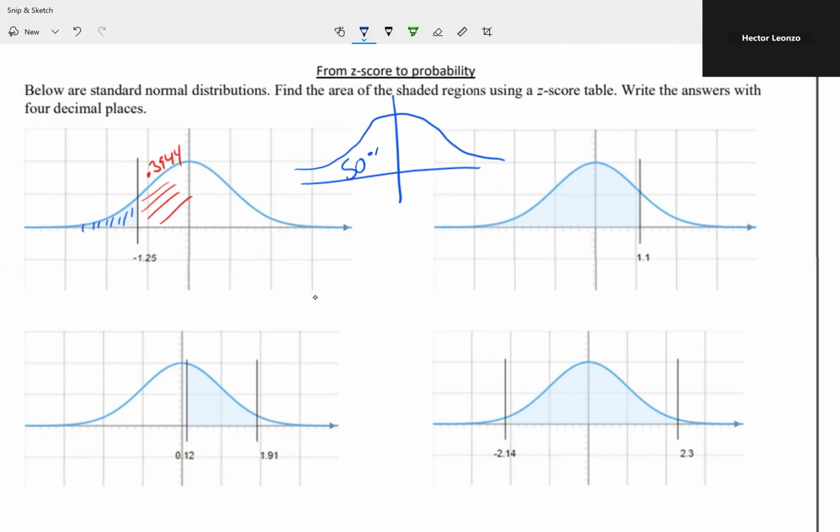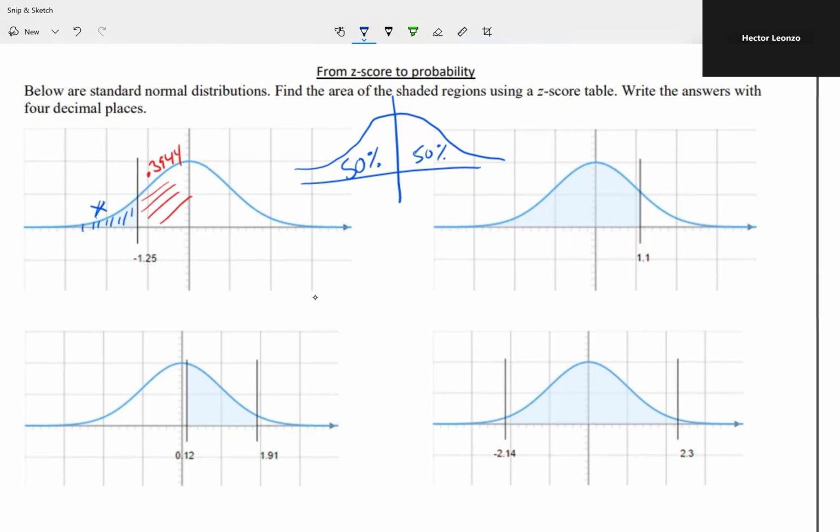On the left is 50% of our data. On the right is 50% of our data. So that means these two regions have to add up to 50%. Let me call it X for right now, because I don't know what it is. Remember, the z-score will always tell me the probability from the z value to the mean, so to the center. It always goes towards the center.